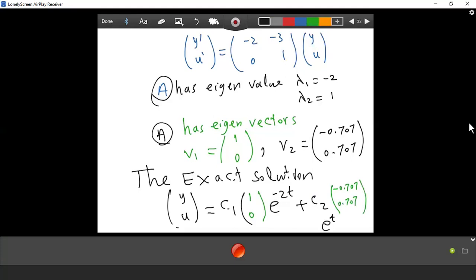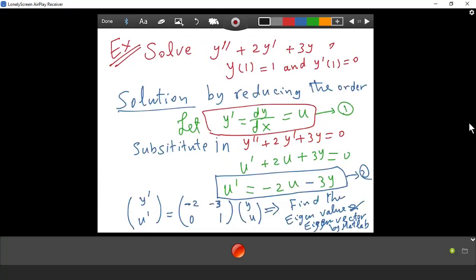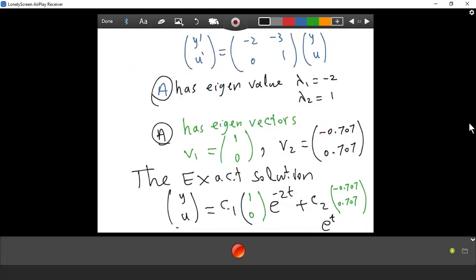You see what I mean? But my independent variable here is x, not t, right? So I'm not going to write t. I have to change this into x, okay? So this is how to solve this using the eigenvalues and eigenvectors. And this is the formula. If you forget to type the vectors, your solution is wrong. Catch my point? So we got the exact solution.